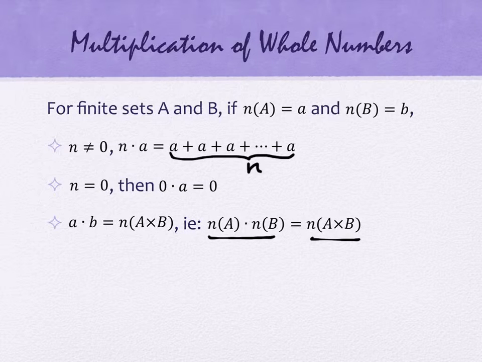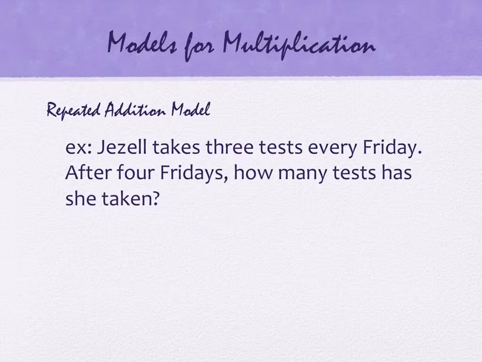So there are 3 models for multiplication. The first model is the repeated addition model. So here's an example. Giselle takes 3 tests every Friday. After 4 Fridays, how many tests has she taken? So, of course, this is asking us to multiply, right? 3 times 4. But it's doing it in such a way that we recognize that it's saying that we're adding together the same number 4 times, right?